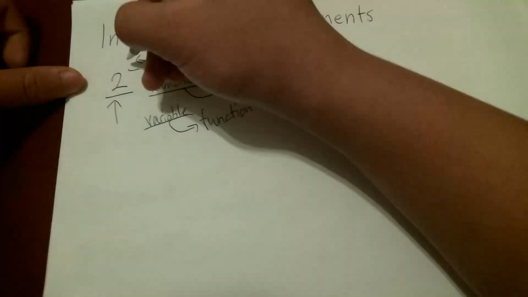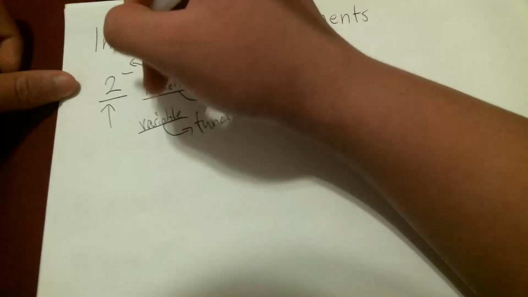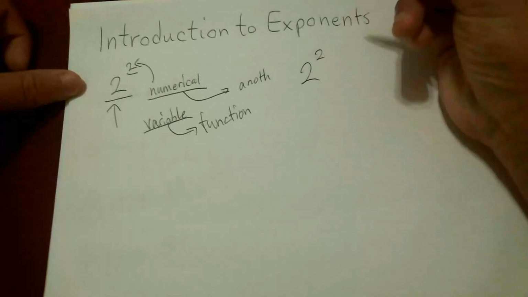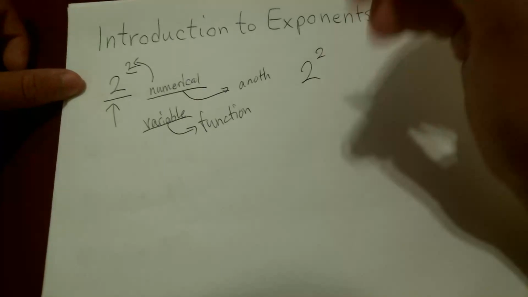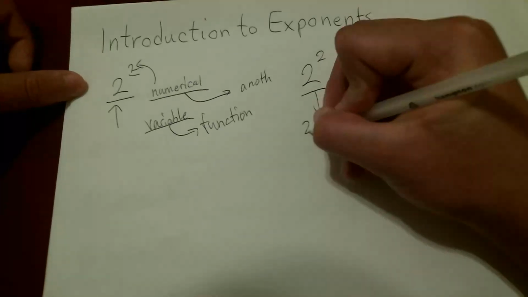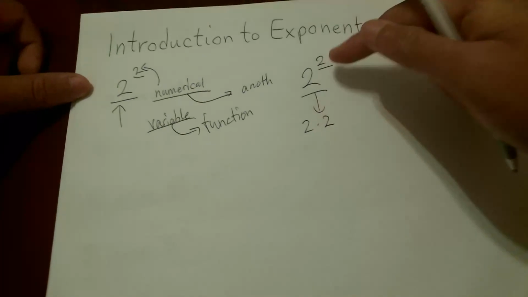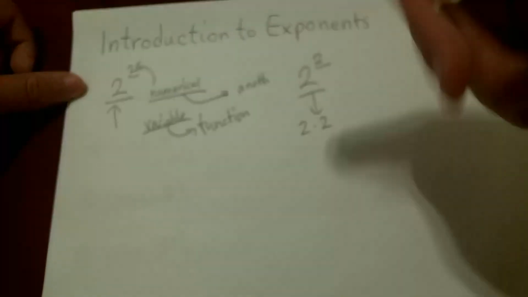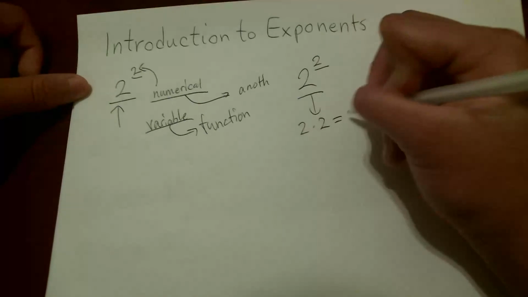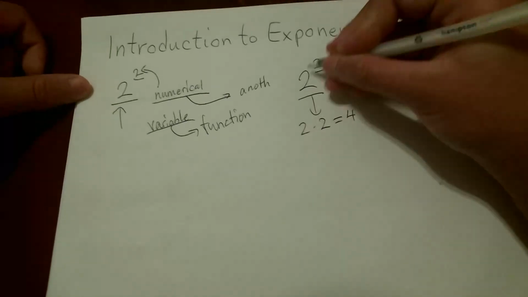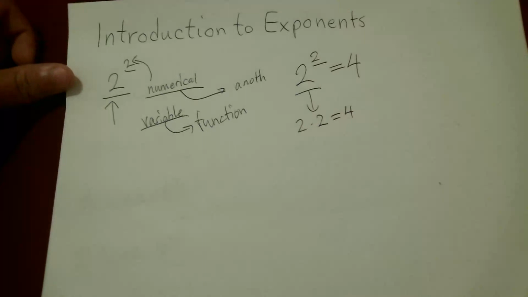So say you had the exponent in this case be 2. So 2 to the power of 2, or 2 squared, this would equal 2 times 2. So note that since we have 2 as the exponent, we would multiply 2 by each other twice. So 2 times 2 equals 4. So therefore 2 to the power of 2 also equals 4.